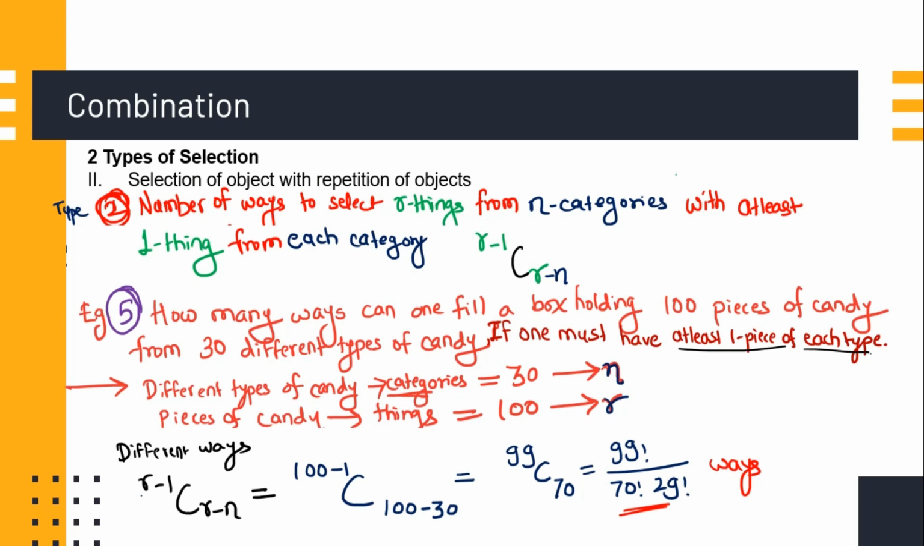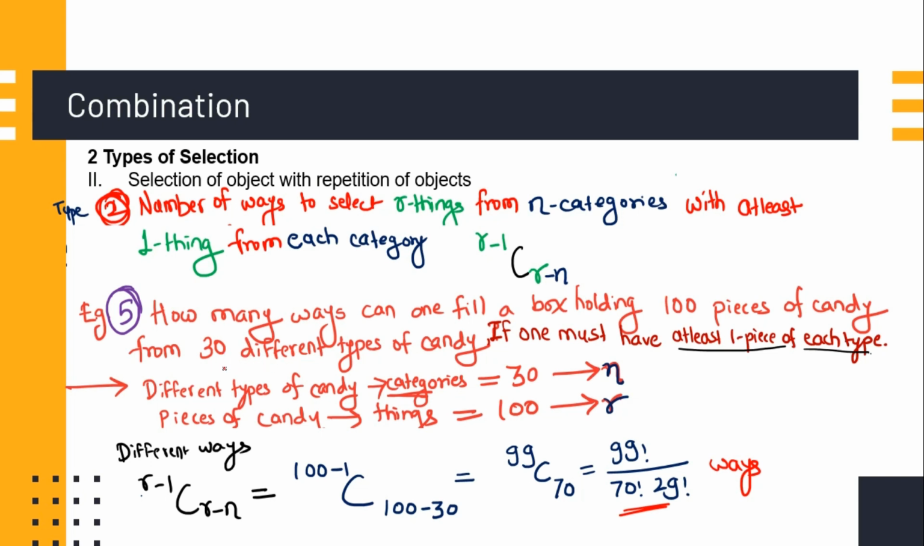The example is the same as the above example. The only difference is that one must have at least one piece of each candy type. So the question is, how many ways can one fill a box holding 100 pieces of candy from 30 different types of candy if one must have at least one piece of each type? Here again we will get the values. We just have to look for where the different categories value is present, and that will be our value of n.